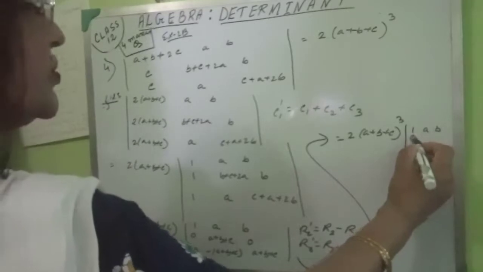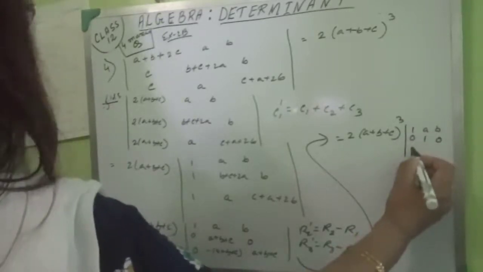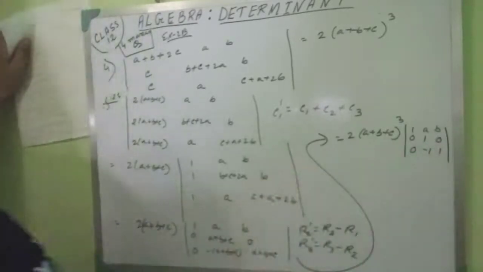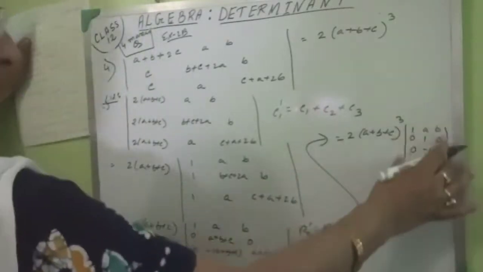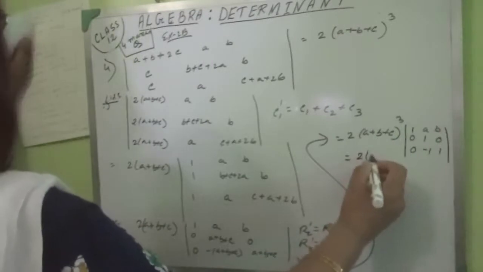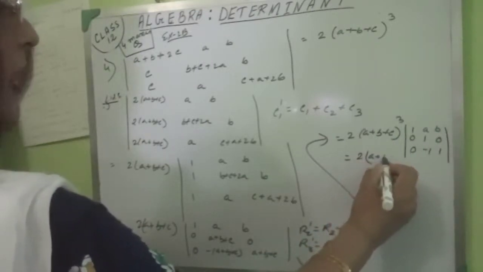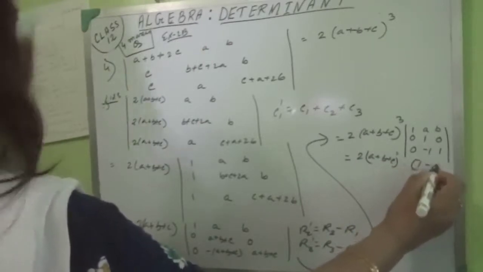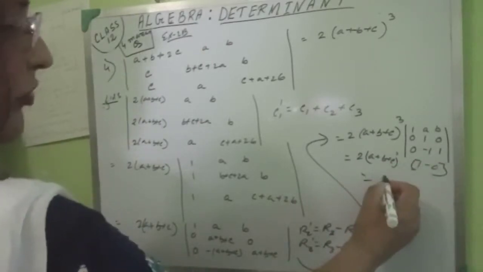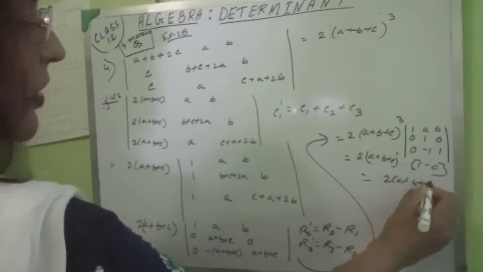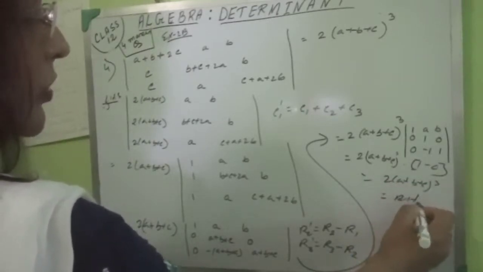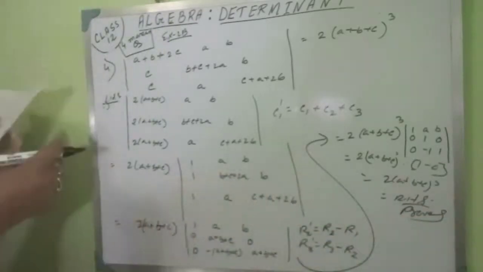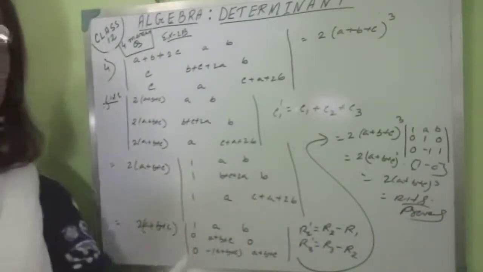and in the bracket what we will get? 1, A, B, 0, 1, 0, 0, minus 1, 1. Okay, so if we expand this part we will get only 1. So 2 into A plus B plus C whole cube into, actually it is coming 1 minus 0. So 1 minus 0 is 1. So 2 into A plus B plus C whole cube, that is equal to the right hand side. Okay, this is sum number 4.